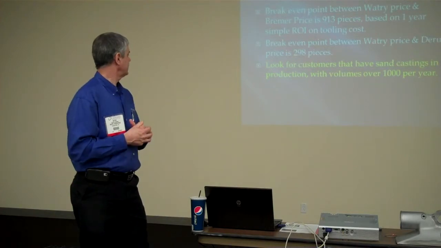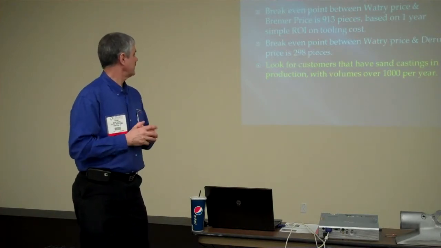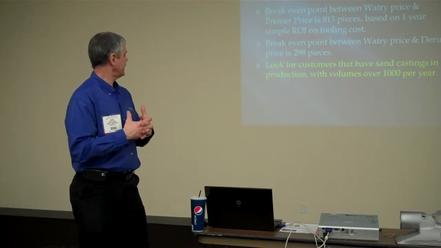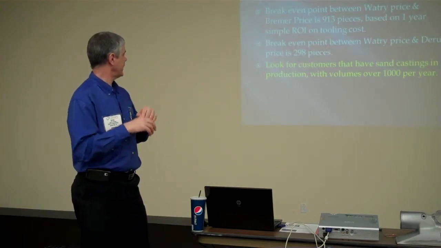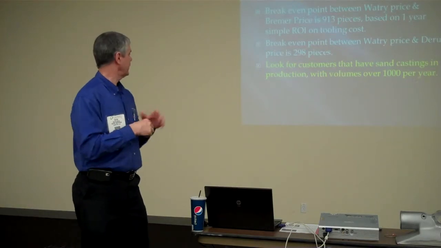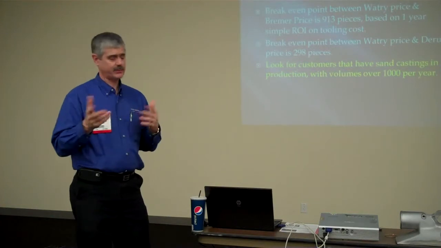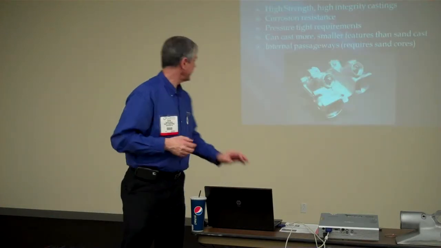So what's the best deal? The payback on the Bramer would be 913 pieces based on 1 year. That is comparing Watry and Bramer's cost. Between Watry and Duras was 298 pieces. So just looking at it as a simple ROI.